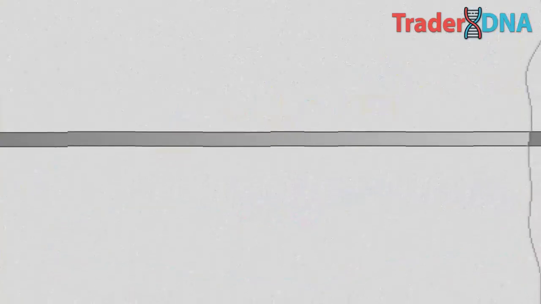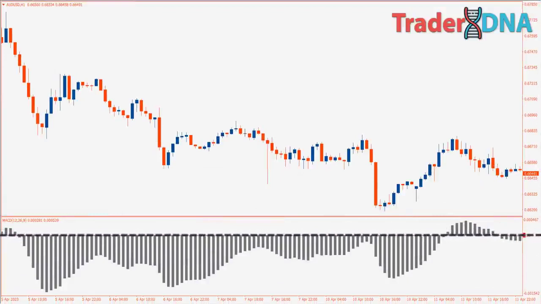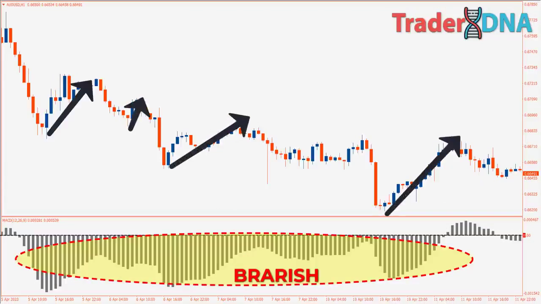Next, let's take a look at this chart. The MACD histogram is below zero, which means the market is currently showing a bearish trend. We can see that the market is going through a correction, but the MACD histogram remains below zero. This indicates that the bearish trend is strong, and there's a high chance that the market will continue to be bearish after the correction ends.